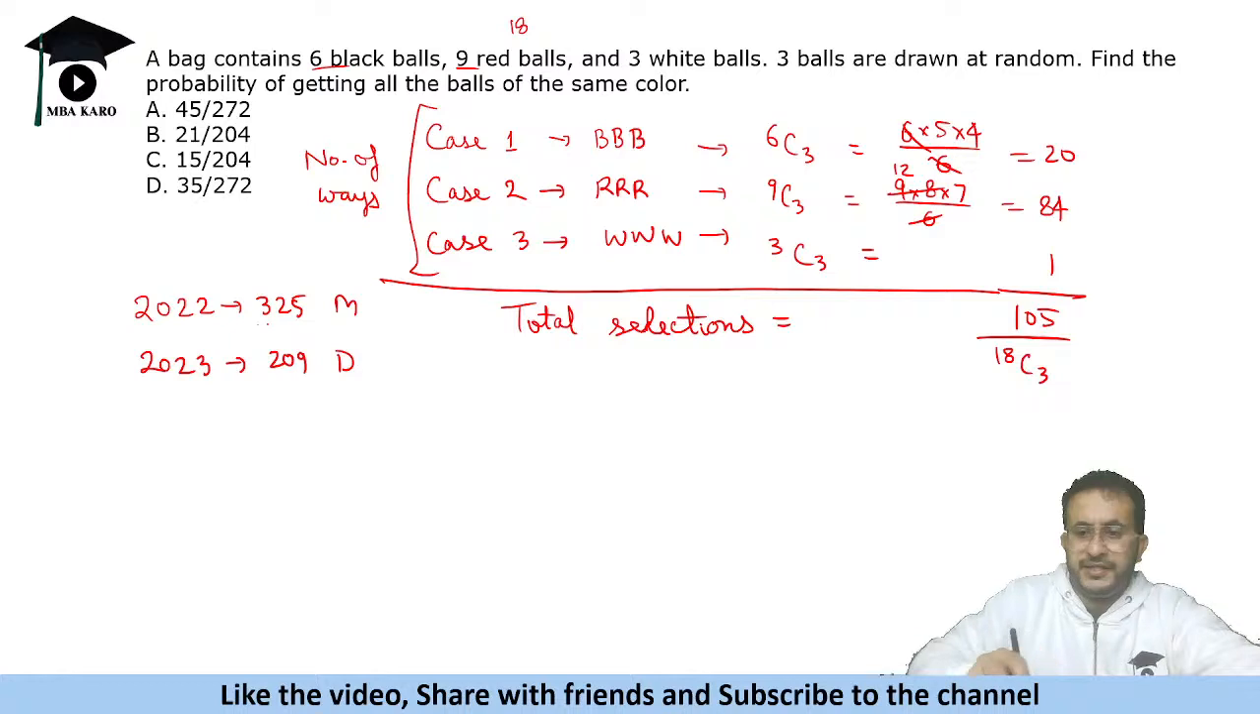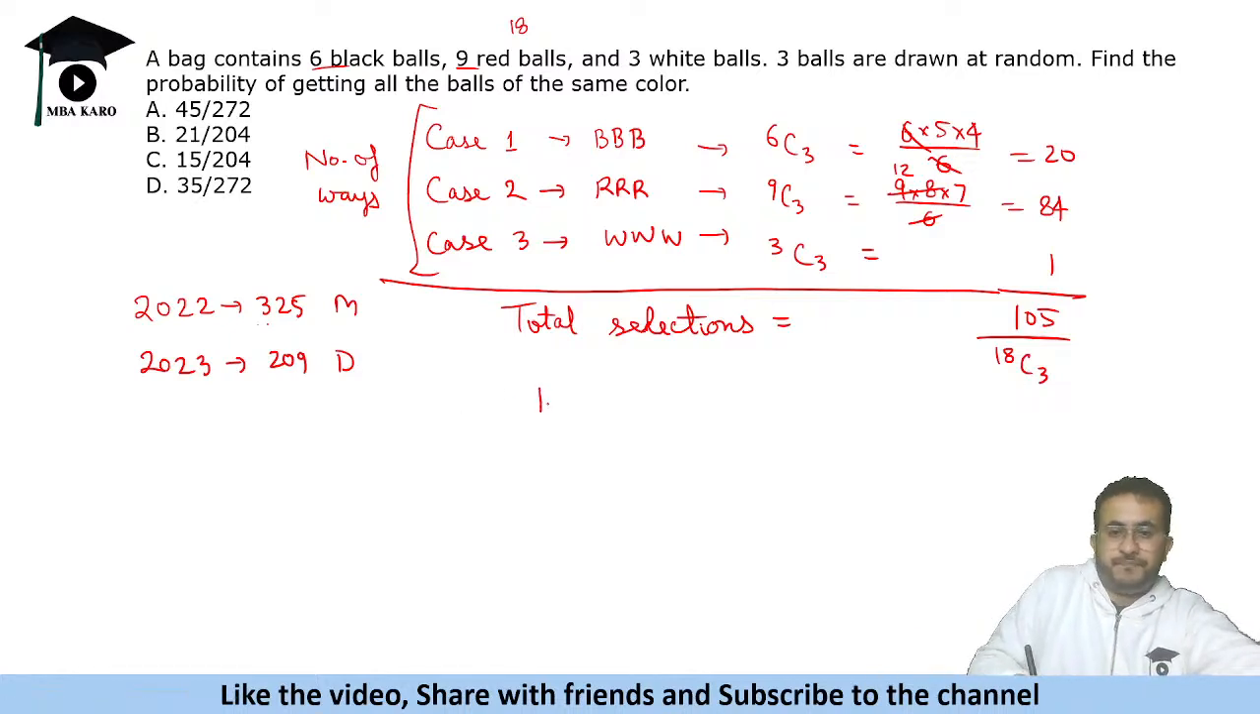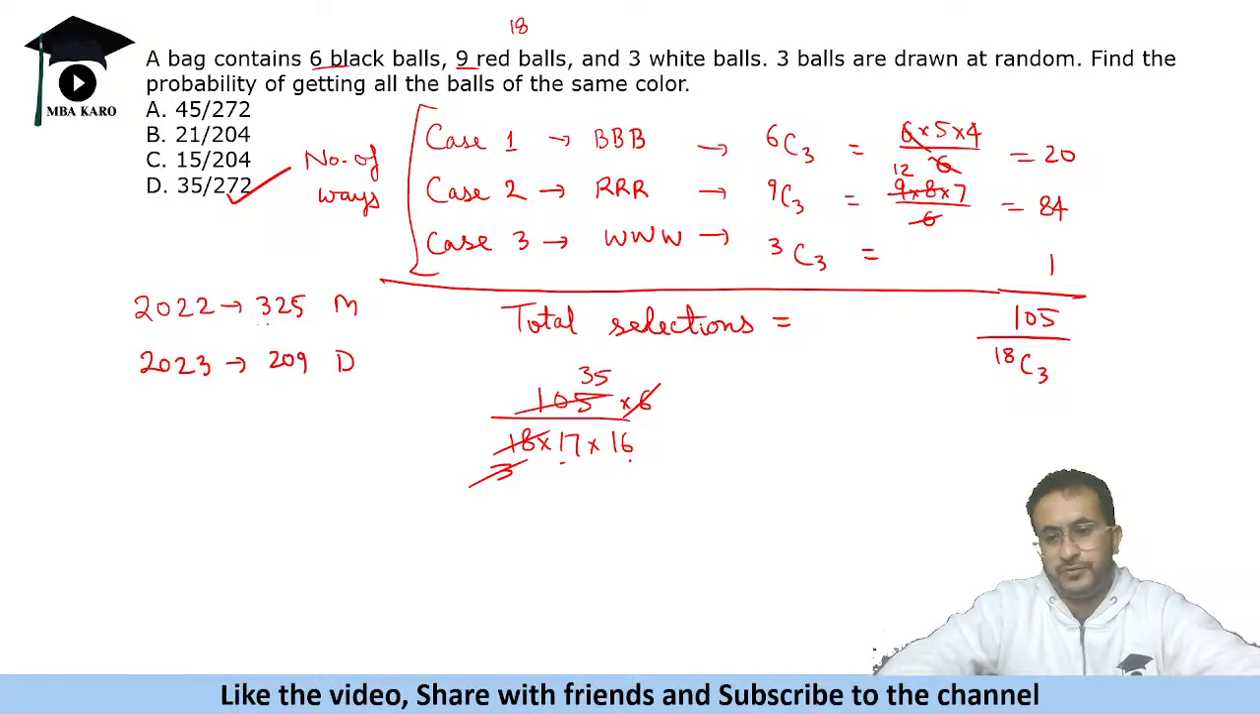Okay. 18C3 is basically 18 into 17 into 16 upon 6. So 3 times this becomes 35. 17, 16, 272. So 35 by 272. Typical permutation, like that combination based probability. So if your concepts are clear, easy question to attempt and you must do it. Okay. Let's see the next question.